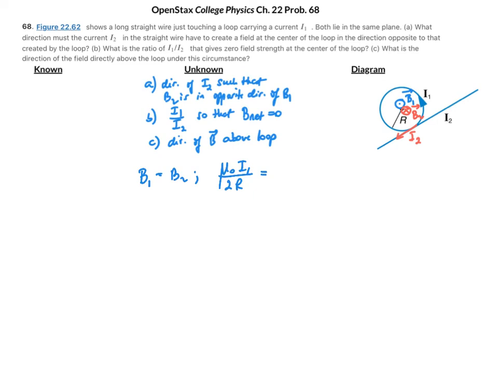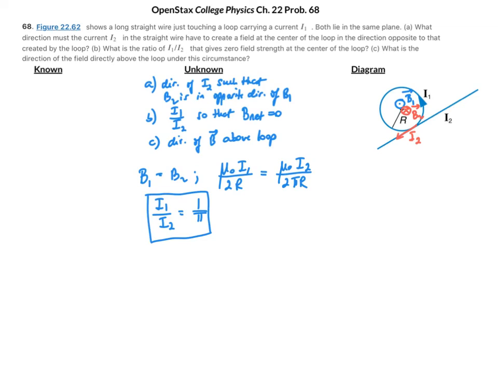And the magnetic field 2 is due to a wire, so that is mu naught I2 divided by 2 pi R. So when I divide I1 by I2, everything cancels out except for the pi. So I1 divided by I2 is 1 over pi.